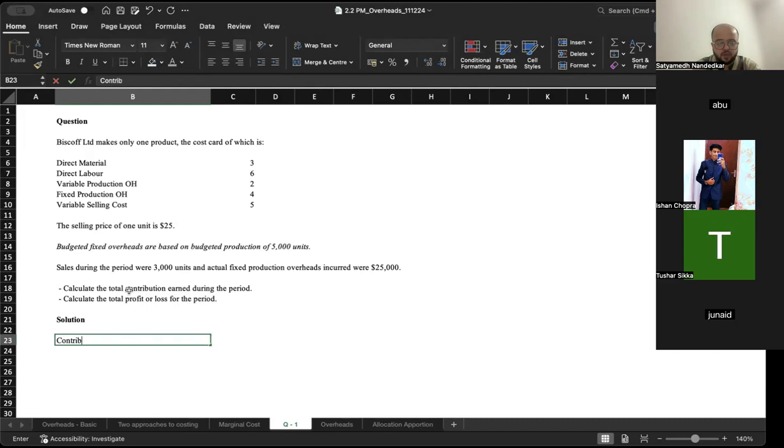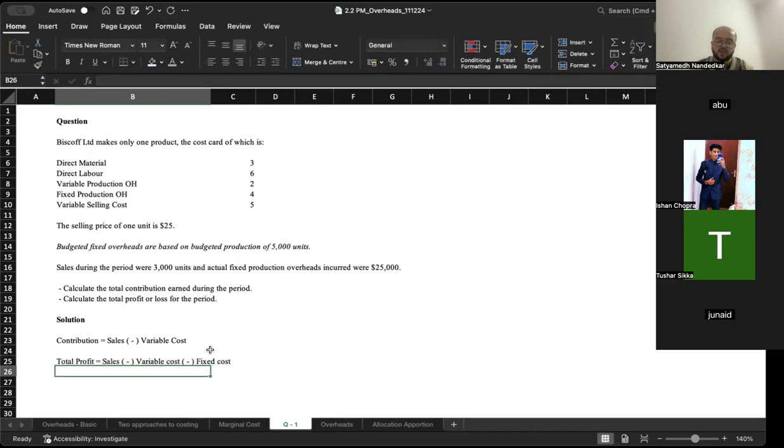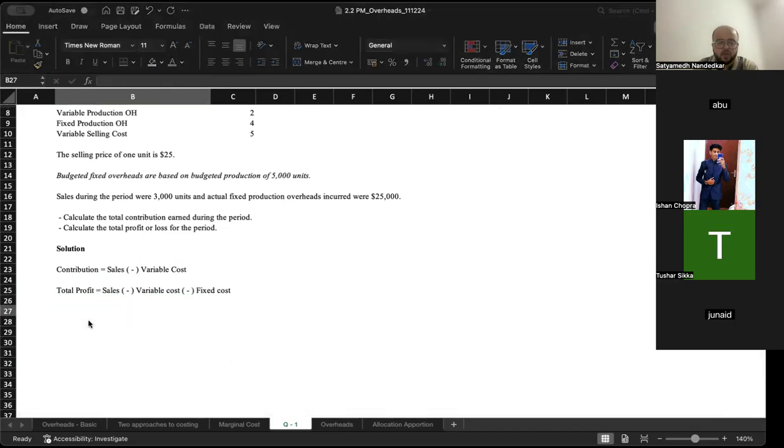Now, what is contribution? Contribution is sales minus variable cost. And what is profit per unit? Profit per unit is sales minus variable cost minus fixed cost. But we don't want profit per unit. We want the total profit. Sales minus variable cost minus fixed cost gives me my total profit.